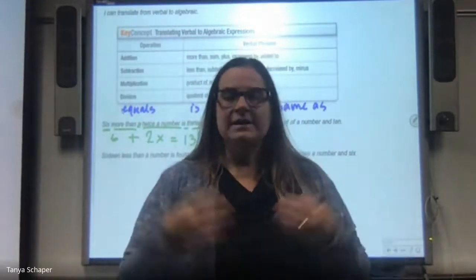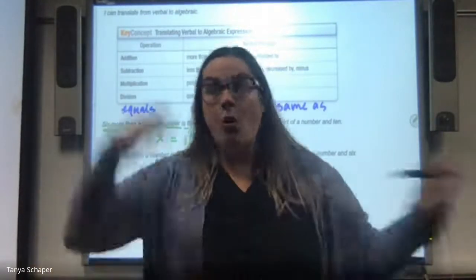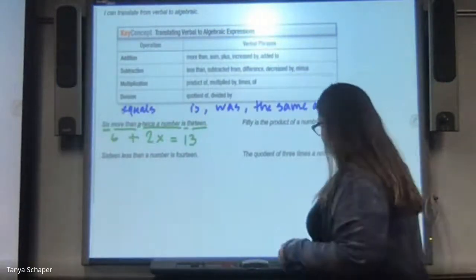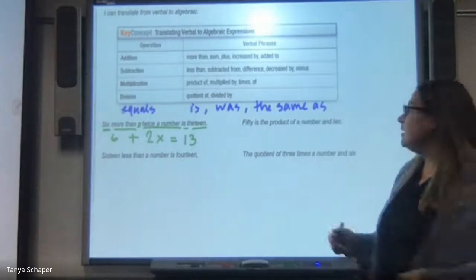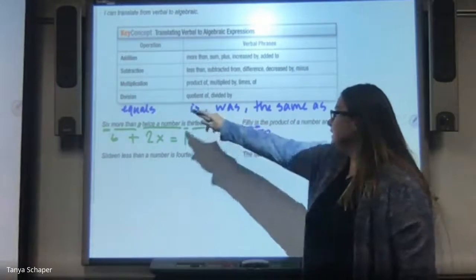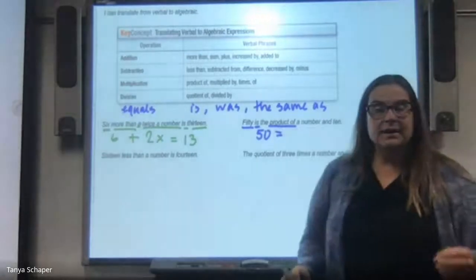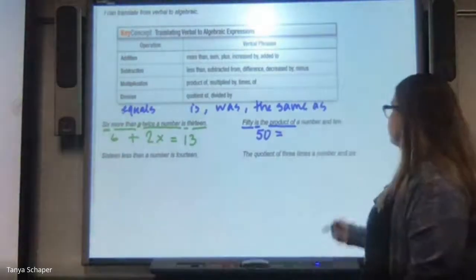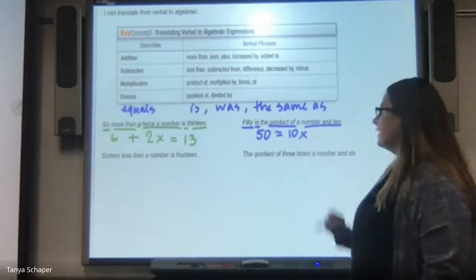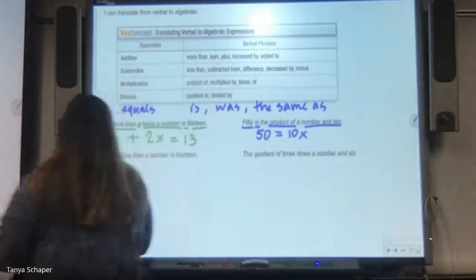It's all right. Take your time. I'd rather have you do fewer problems and do them well than do a whole lot of them and get them wrong, right? Taking your time, making sure you're doing well. Let's try the next one, okay? So 50 is, that's equals, the product of. Product is multiplication. What are we multiplying? A number and 10. So 10 times a number. Going from words to algebraic, to symbols and letters.